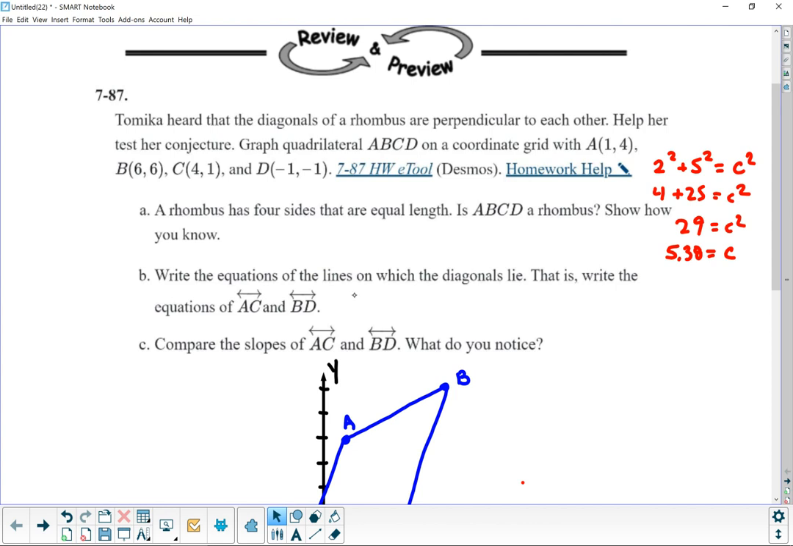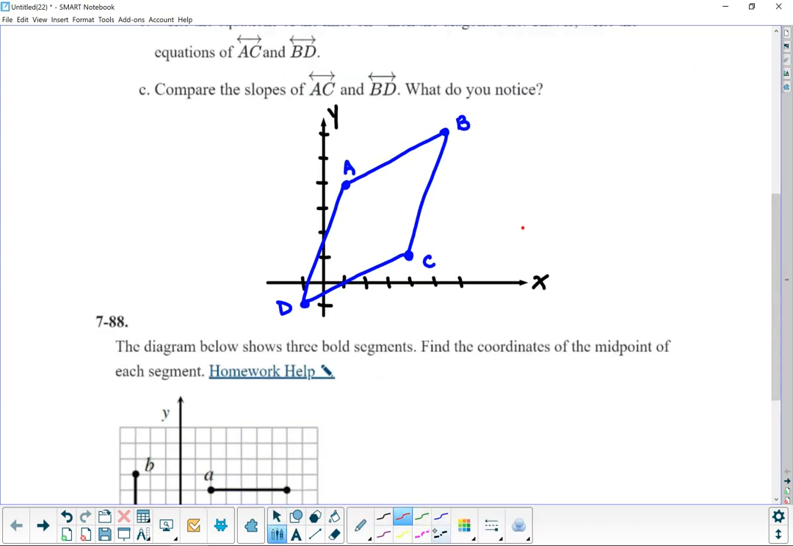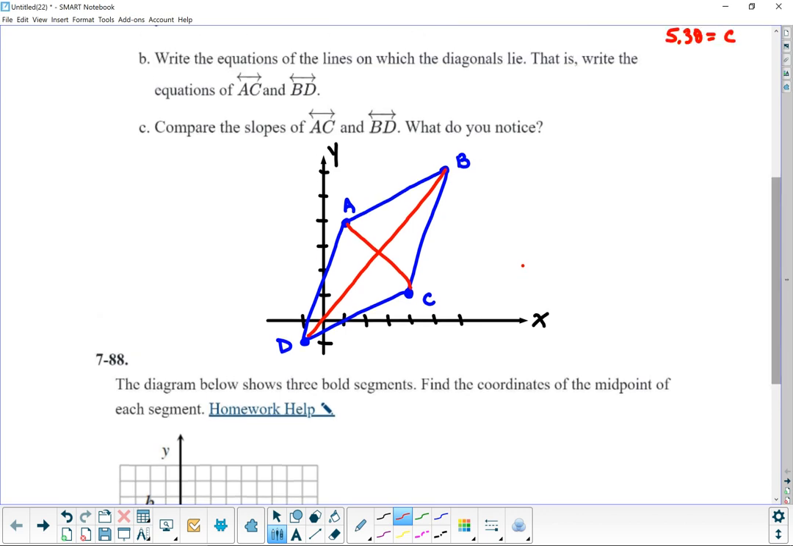Write the equation of the lines on which the diagonals lie. That is, write the equation of AC and BD. Right, so AC, it's going to be this line here. And BD, it's going to be this line. Okay. So AC, let's see, write the equation of the line.